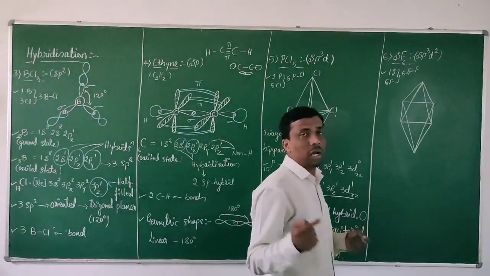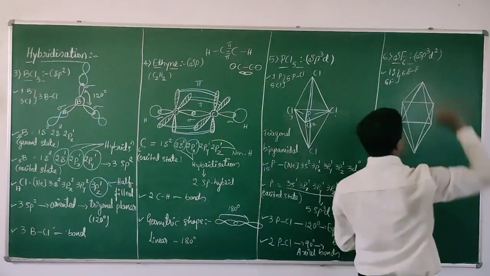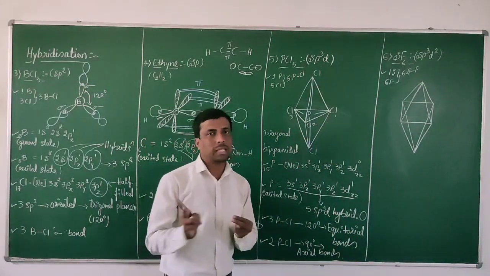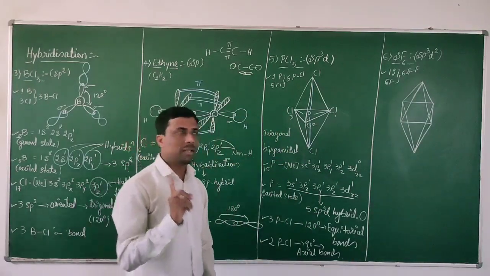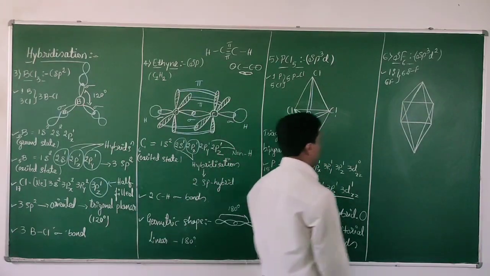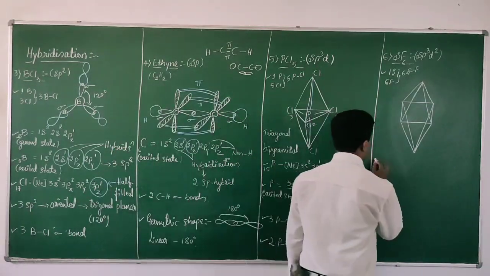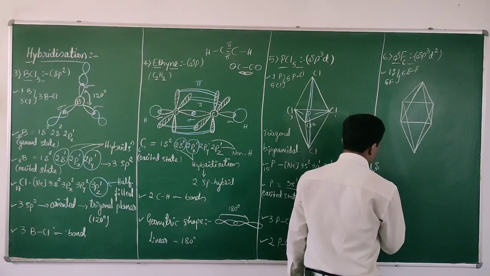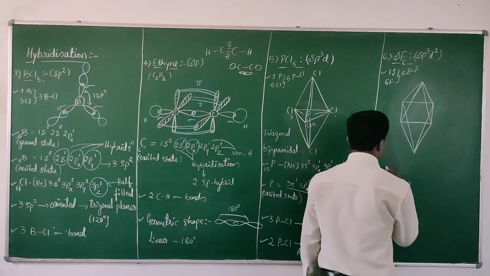And the hybridization with 6 hybrid orbitals is sp3d2 hybridization: 1 s, 3 p, 2 d. The 6 hybrid orbitals are obtained from sp3d2 hybridization for sulfur. Now let us write the excited state configuration of sulfur, atomic number 16.